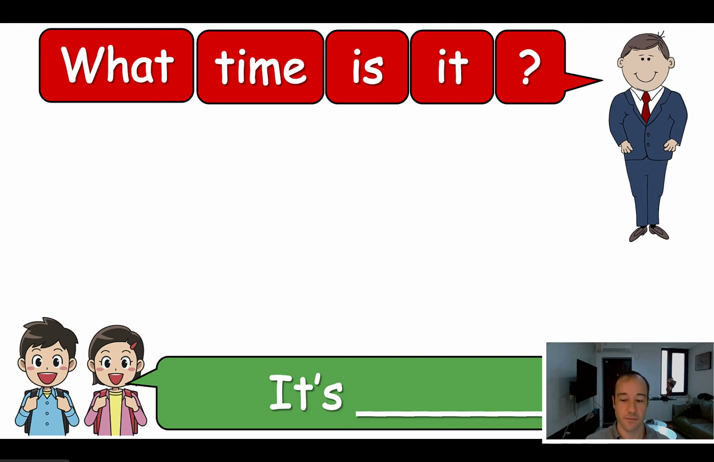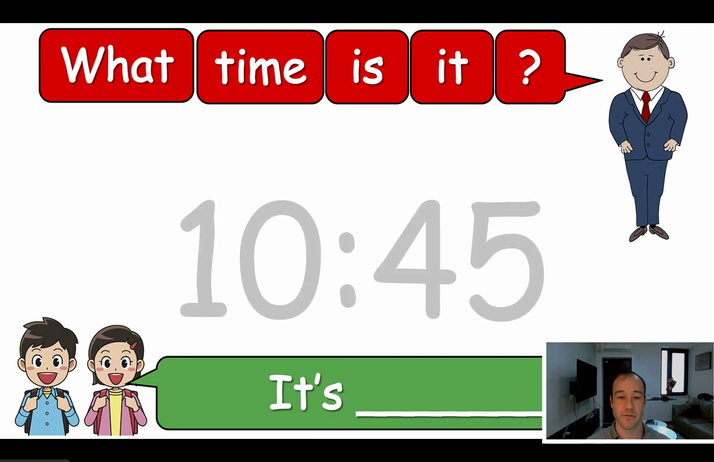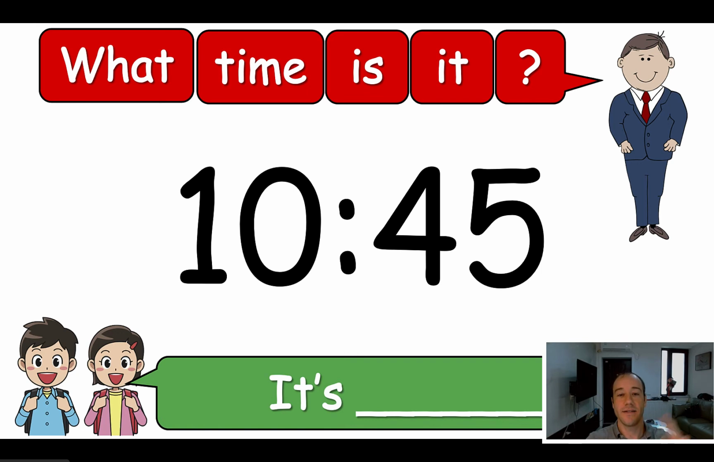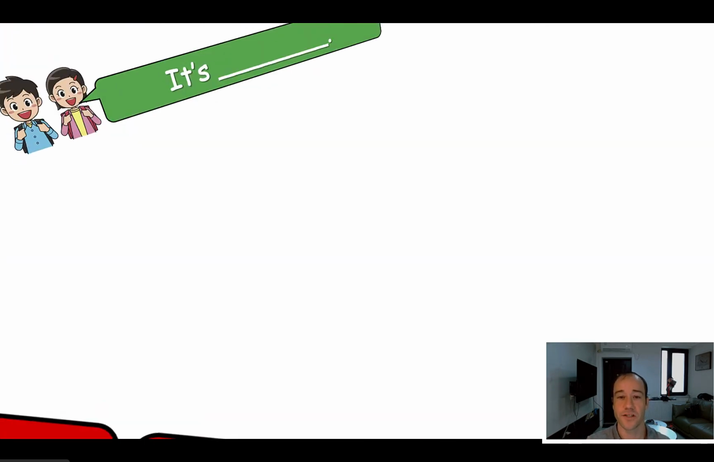So I would say, okay, team 3, one student comes up, team 3 asks the question, what time is it? What time is it? Good job, team 3, perfect. Team 3, 7 points. Okay, then the boy from team 3 says, it's 10:45. Good job, okay? And rinse and repeat.